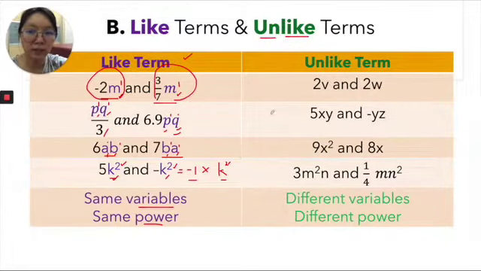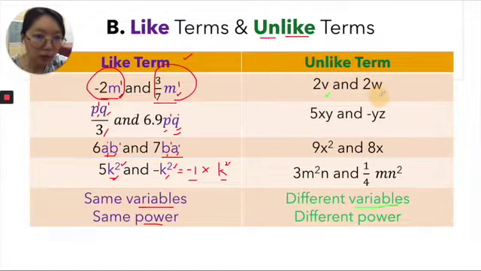Next, unlike terms, 不同类的. Again, we are comparing variables. If the variables are not the same, for example, the first one, I have V here, but there is no V here. I have W here, but there is no W here. So 2V and 2W, they are unlike terms. Check the second one. I have X here, but there is no X here. Yes, there's Y, there's Y. There's Z here, but there is no Z here. So 5xy and negative yz, they are unlike terms.